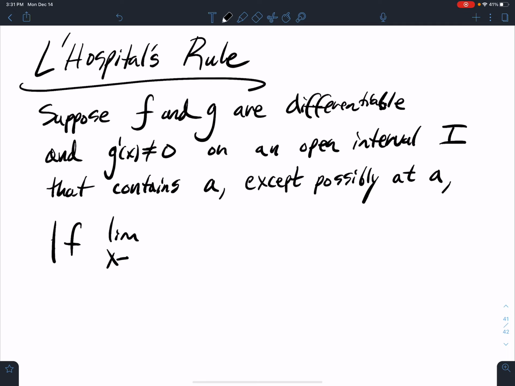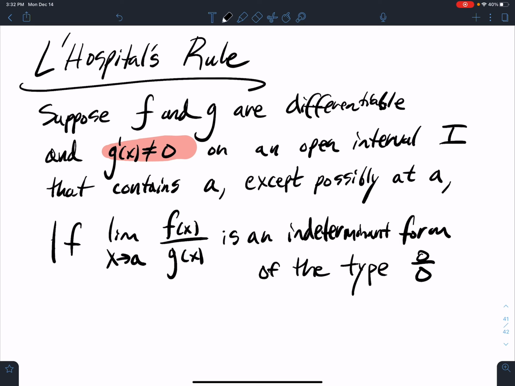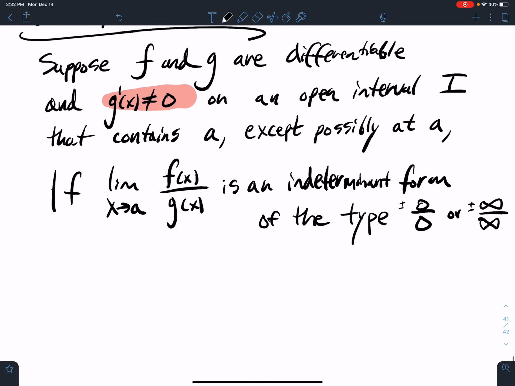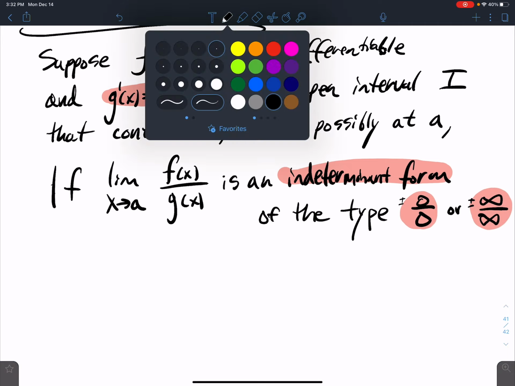If the limit as x goes to a, so as we approach a from the left and the right, of the fraction f of x divided by g of x, this is why we don't want g equal to 0, is an indeterminate form of the type 0 over 0, and this could be plus or minus 0 over 0, or infinity over infinity, then we can use L'Hopital's rule.